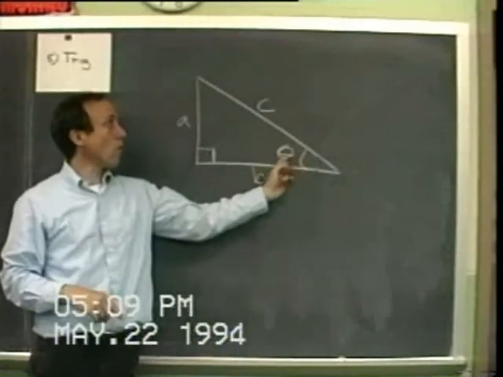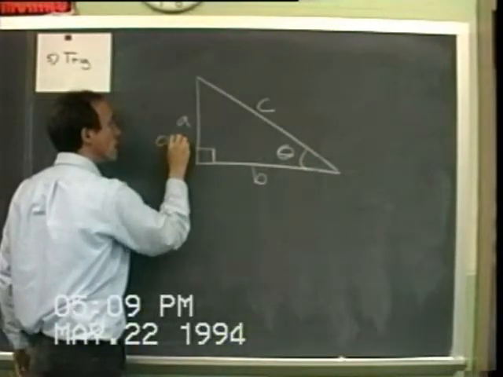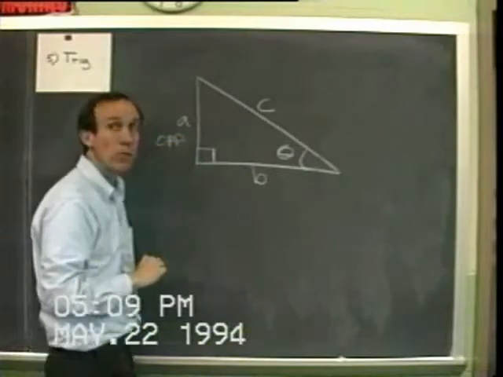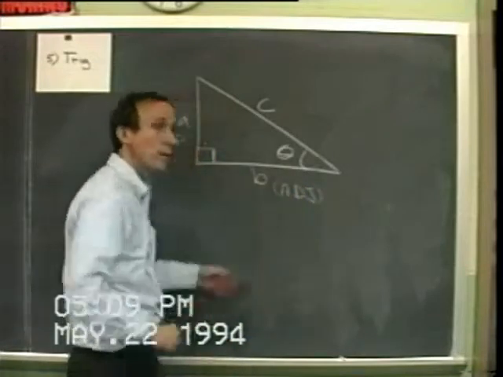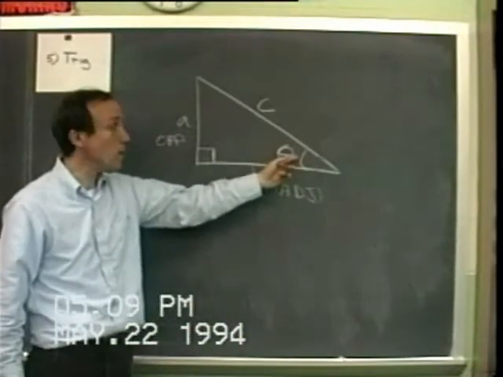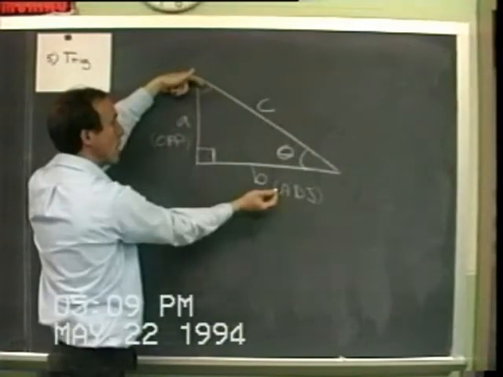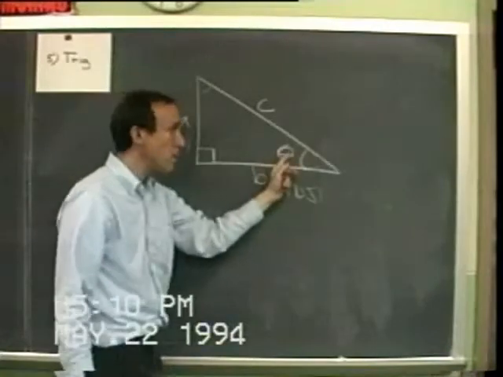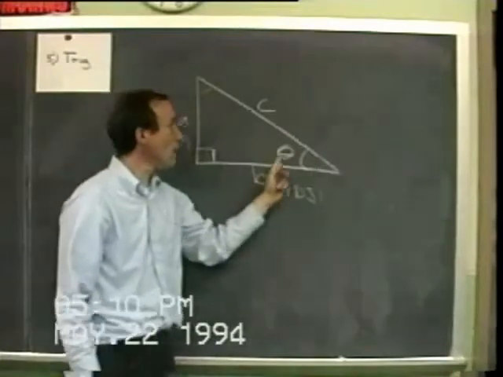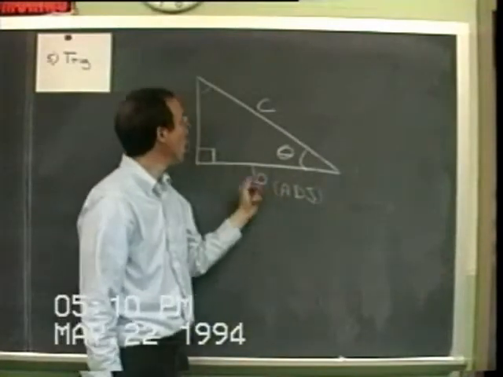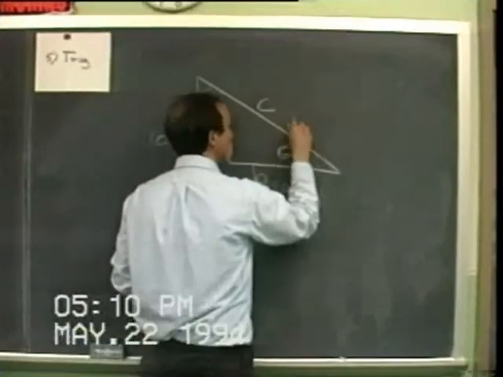With respect to that angle theta, this is called the opposite. And deciding which side is the opposite and which side is the adjacent, you always have to see what angle they're talking about. It depends on what angle they're talking about. If you're talking about this angle, for instance, up here, this would be the opposite and that the adjacent. But with respect to this angle, this side of length A is the opposite, and this side of length B is the adjacent. The side that's opposite the 90-degree angle is always the hypotenuse.